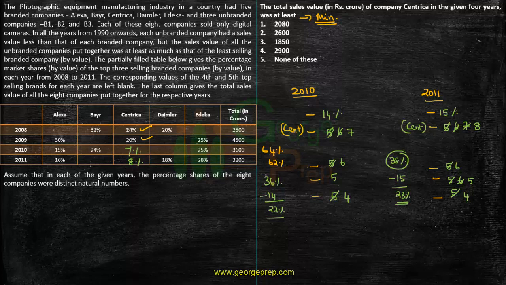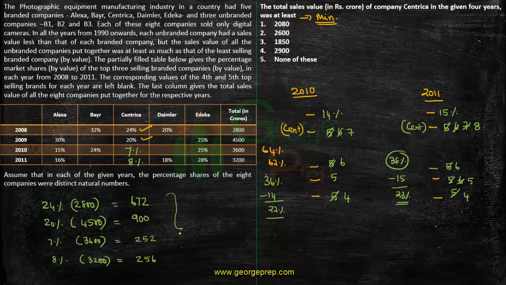Now all that we have to do is find out what is Centrica's sales value in rupees crores. That is 24% of 2,800 plus 20% of 4,500, 7% of 3,600 and 8% of 3,200. When we sum all these values, we get 2080. 2080 is the answer for this question.